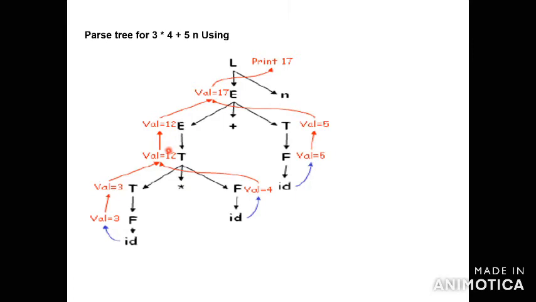So synthesized attributes mean, based on the given production rule, you have to construct the parse tree from the children of the node. That is nothing but the annotated parse tree. But for inherited attributes, you have to construct the parse tree according to the given grammar, from the sibling or parent of the nodes.